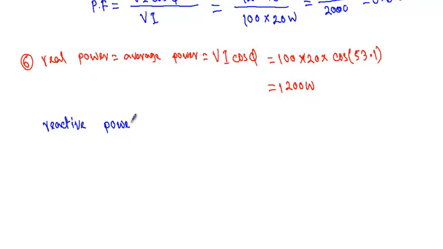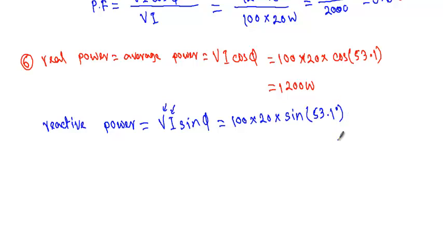Reactive power will be equal to VI sine phi. V is the RMS value of voltage, I is the RMS value of current. 100 into 20 into sine 53.1 degree. This will be equal to 1600 var, volt ampere reactive.